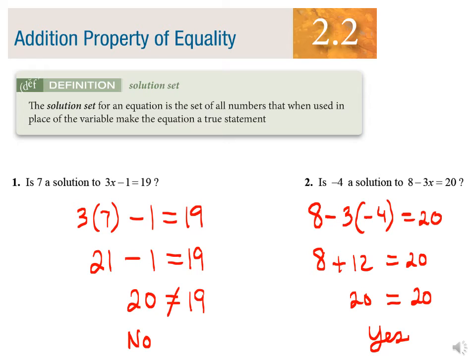Again, we're just building this whole concept of vocabulary here. So what is a solution? A solution is a number that makes the statement true. In terms of equal signs, it has to make both sides the same to each other. That's what the equal sign means. When we get to inequalities like less than or greater than, they don't have to be necessarily equal to each other anymore, but it still has to be a true statement.